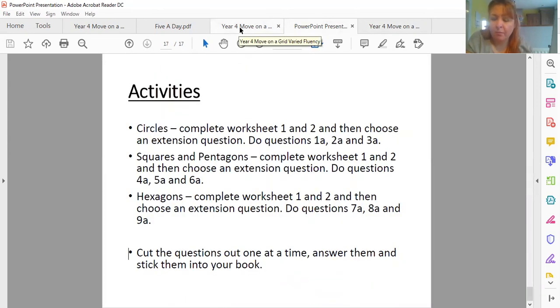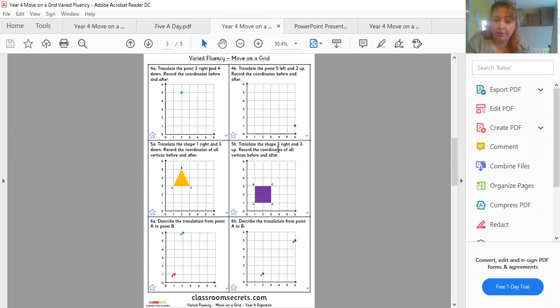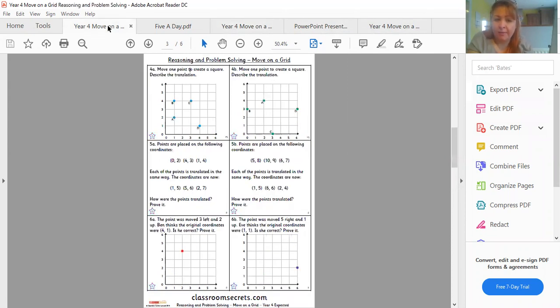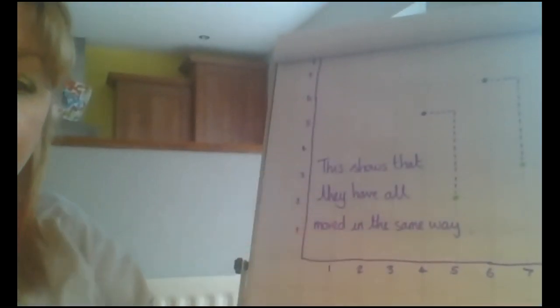Squares and pentagons, worksheet 1 and 2, and then an extension question, but you're going to do the 4A, 5A, and 6A. So they're the ones that are down on the next page. Cut them out one at a time, stick them in your book as you would normally do. And then hexagons, you're going to do 7A, 8A, and 9A. If you don't get on to the extension, that's fine. You don't have to do it. Just do the best you can. And really think about those answers and using these ideas to prove it with.